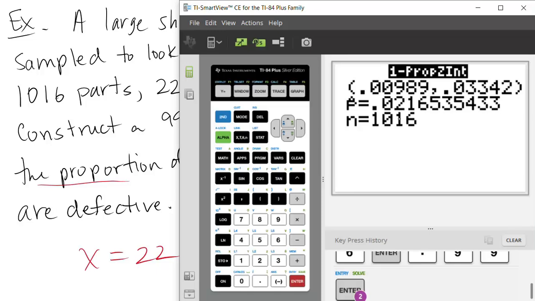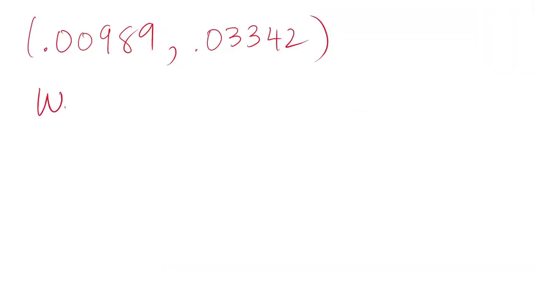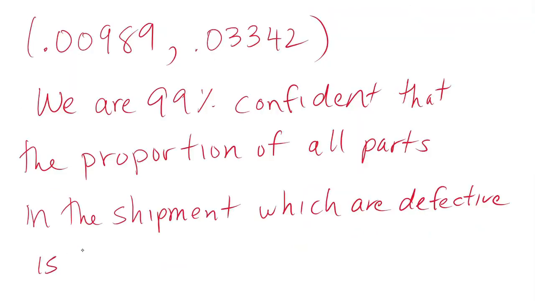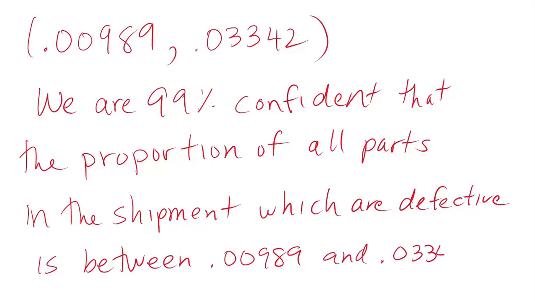Our point estimate is around 2% with about a 1% margin of error, a little more than 1% margin of error. So we say we are 99% confident that the proportion of all parts in the shipment which are defective is between 0.00989 and 0.03342.